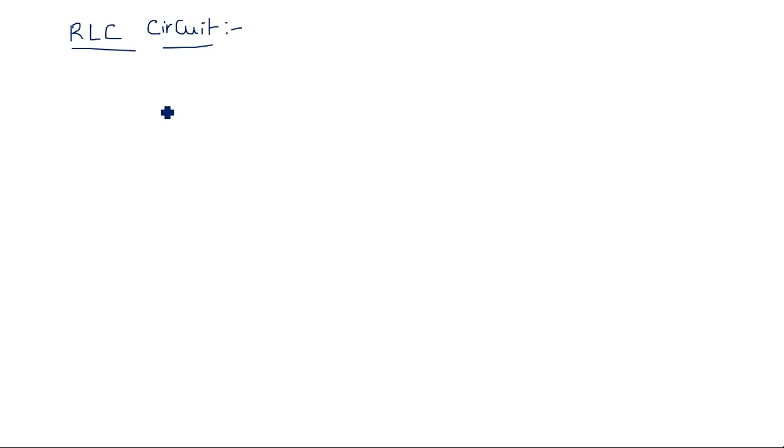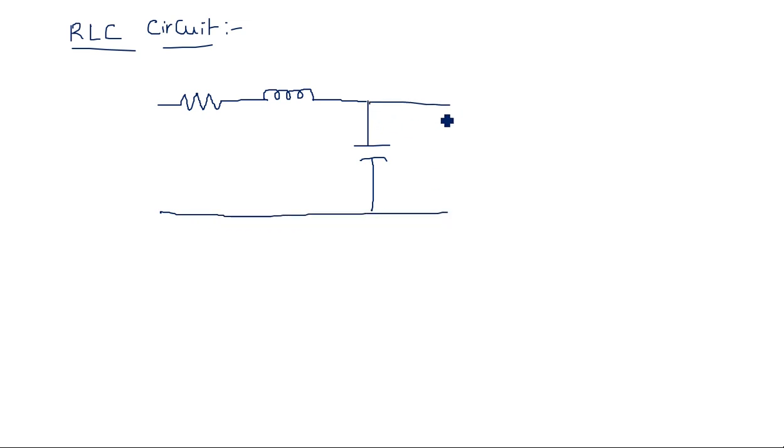So resistance followed by inductor followed by capacitor, but capacitor take it like this. That means across capacitor we are taking the output. This is the output, C, and this is L, and this is R.